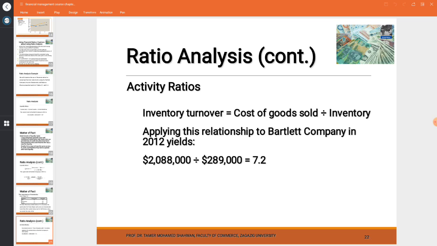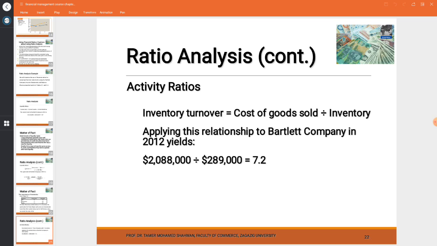Cost of goods sold divided by inventory. Cost of goods sold from the income statement, inventory from the balance sheet. By dividing both of them, you have 7.2. Take into consideration that one ratio itself is nothing, because you couldn't determine whether this is good or bad.